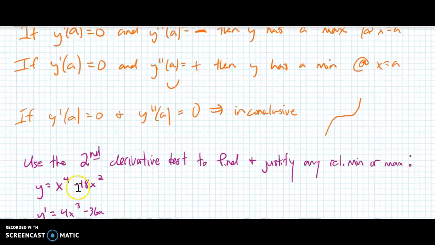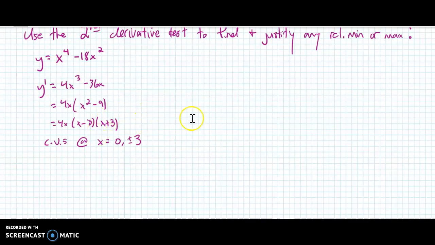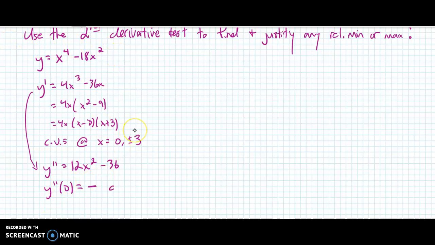So I've got all this work finding the critical values. And now, the next step is to get the second derivative. Y double prime is equal to, well, it's 12x squared minus 36. Now, notice, y double prime of 0, well, that's negative 36, so it's negative, right? And then I can turn this into my statement. Y double prime of 0 is negative, and y prime of 0 is 0.